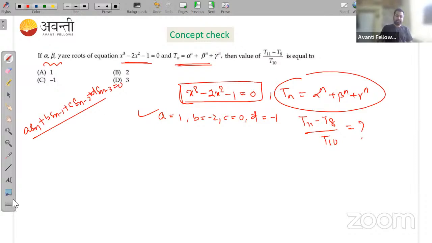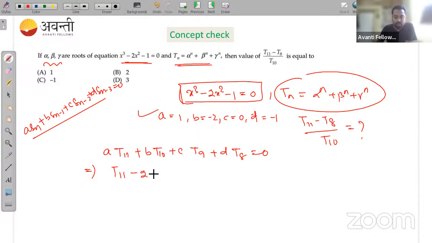So to find T11, T8, and T10, let's start from T11. A into T11 plus B into T10 plus C into T9 plus D into T8 is equal to 0. We have all values of A, B, C, and D, so just substitute. A is 1, T11 plus B is minus 2, so minus 2 into T10. C is 0, this becomes 0. Plus D is minus 1, so minus T8 is equal to 0.